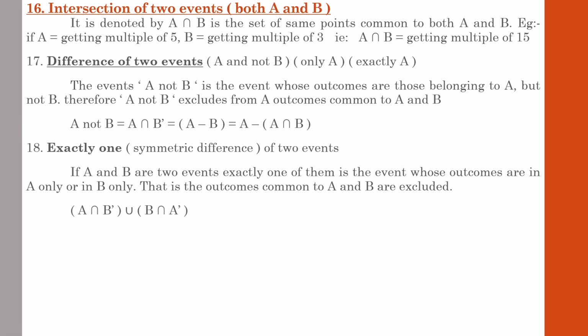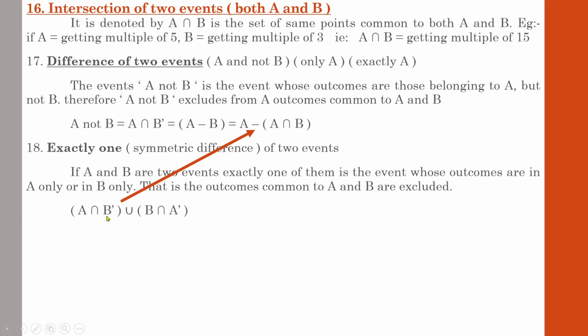So the equation will be like this. Exactly one is usually represented like this: A intersection B complement, union B intersection A complement. If you look closely, you can see that we already learned this area. See, A intersection B complement is represented like this: A minus A intersection B. So sometimes you come across a situation where the same can be expanded like this. So don't get confused. A intersection B complement means A minus A intersection B.